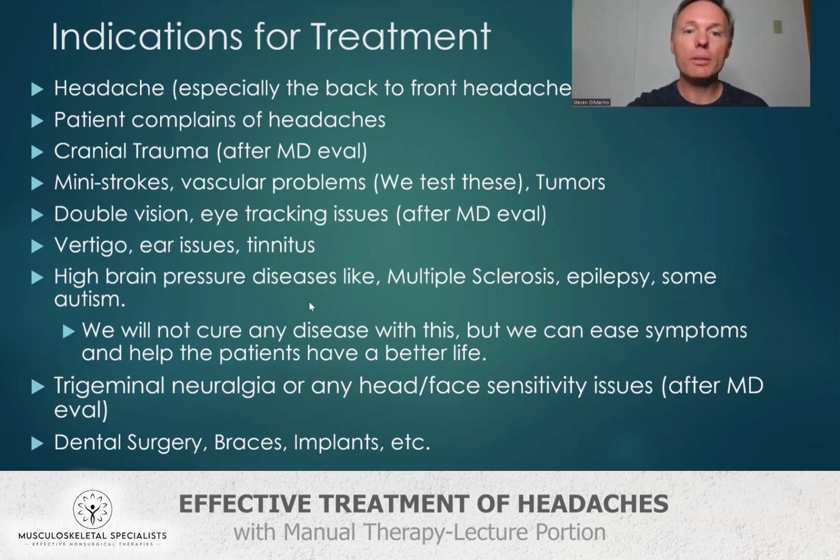Okay, high pressure diseases. This is high brain pressure diseases like multiple sclerosis, epilepsy, some autism is this. And so the brain is extremely sensitive to barometric pressure, right? And so if there's too much pressure in the head, you want to get that pressure out. That's why you're going to drain the veins to do that. Okay, you're not going to cure a disease, but you can sure help people.